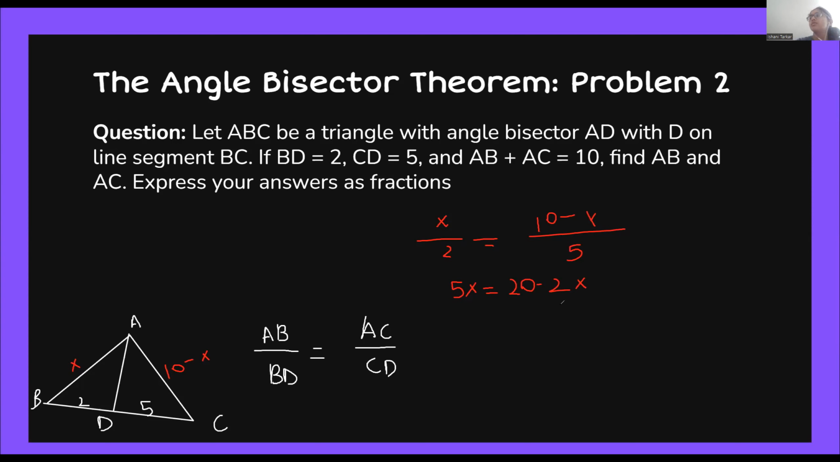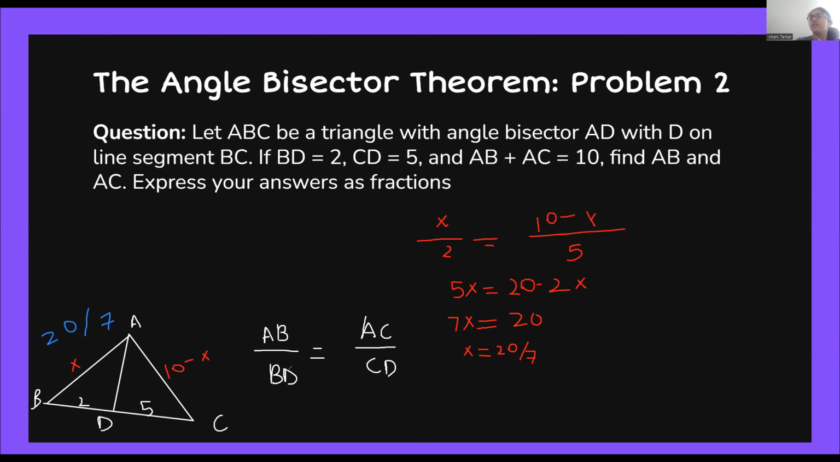So now we want to find what X is, so we can add 2X to both sides so that X is only located on one side. So 7X is equal to 20 will be our equation now, right? Because negative 2X plus 2X is equal to 0. So 7X is equal to 20, so that means X is equal to 20 over 7, right? So that means that AB is 20 over 7.